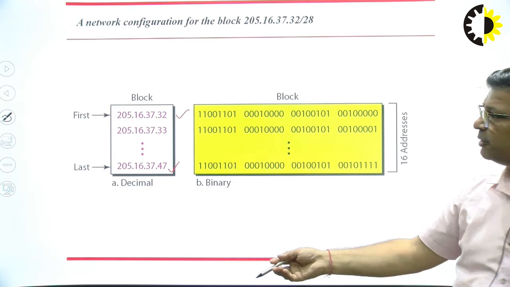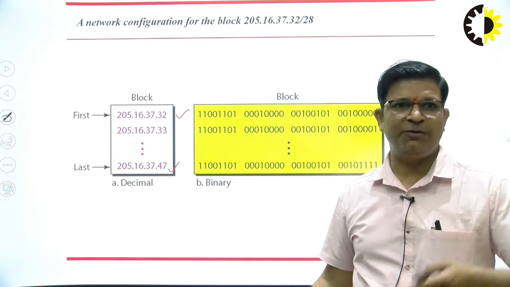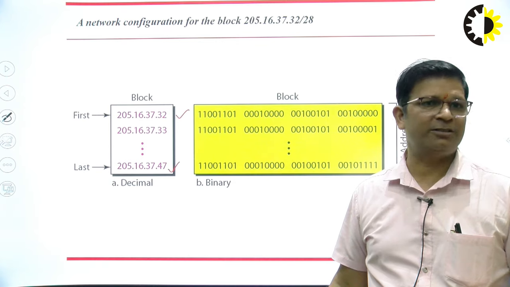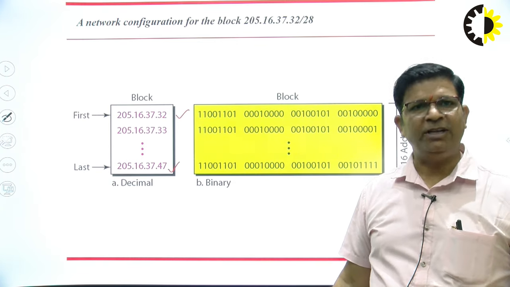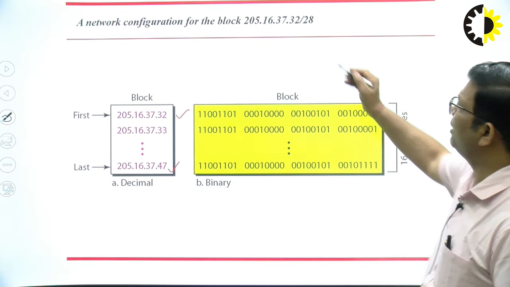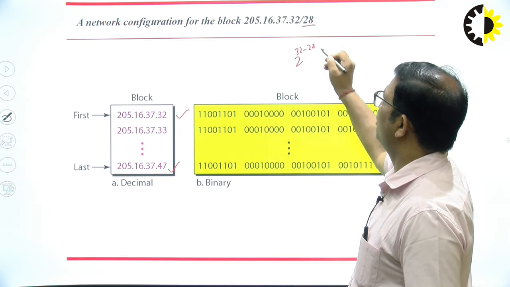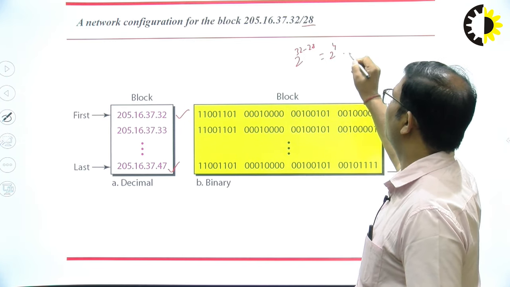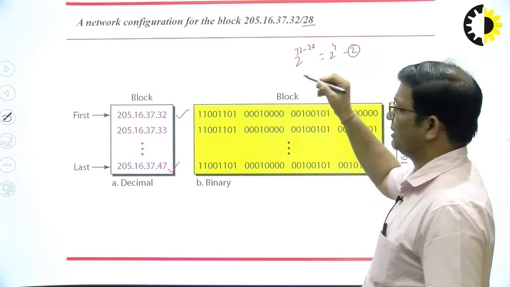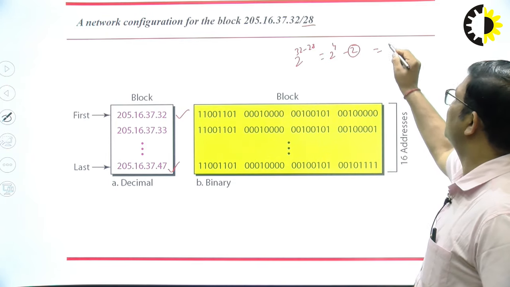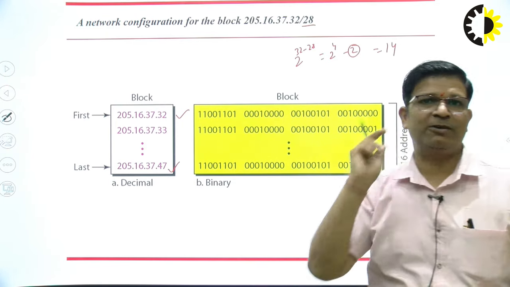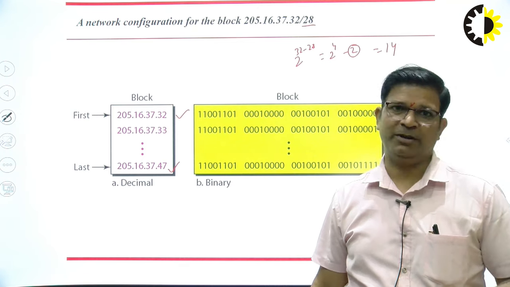How many addresses does it hold? 16 addresses are there. The first address is the network and the last is the broadcast address. So a total of 14 addresses are usable. How can we find it? 2 to the power 32 minus 28, which is 2 to the power 4, minus 2, where 2 is kept for the first and last. So that is 14 hosts we can hold in a network, in a subnet.